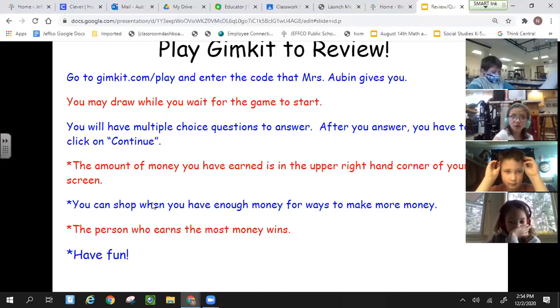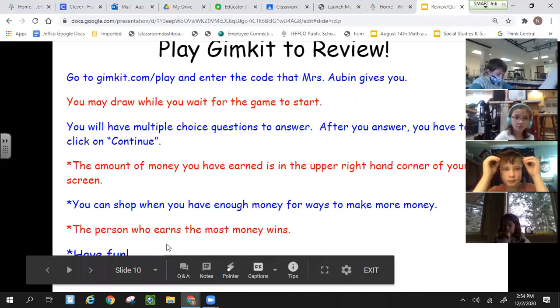You will have multiple choice questions to answer. After you answer, you have to click on continue. The amount of money you have earned is in the upper right-hand corner of your screen. You can shop when you have enough money for ways to make more money. And the person who earns the most money wins.